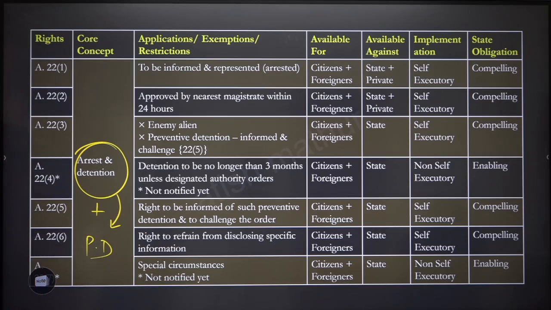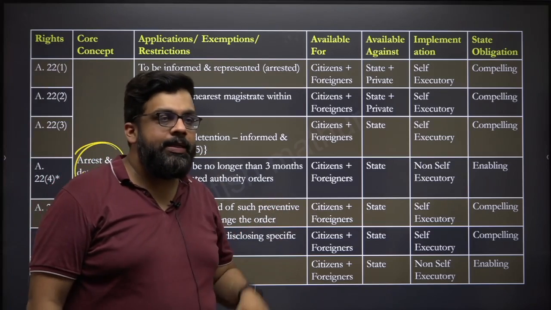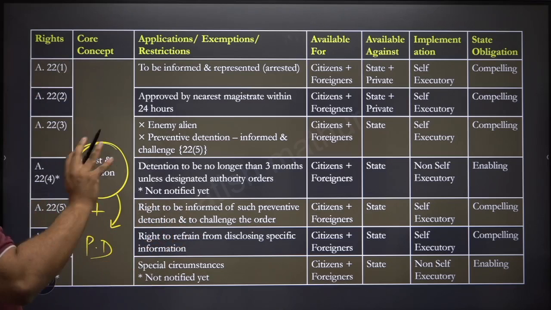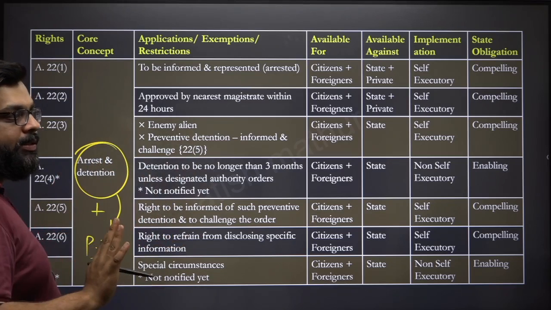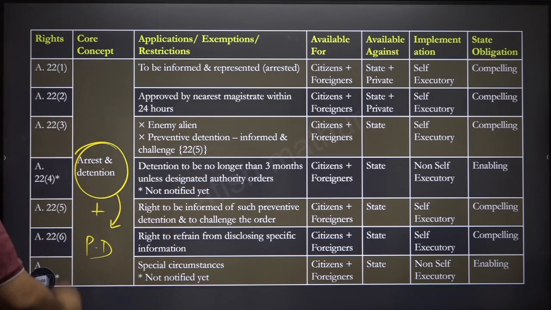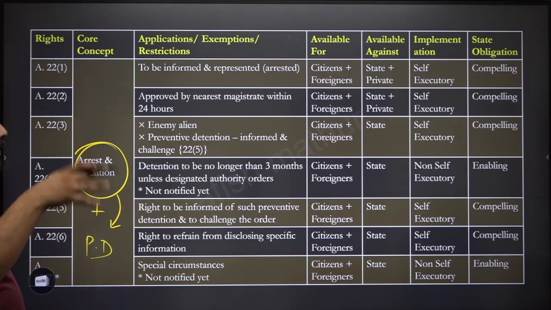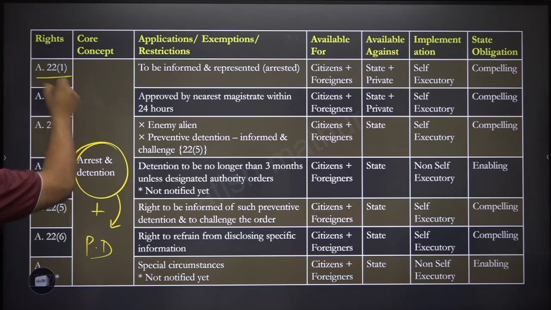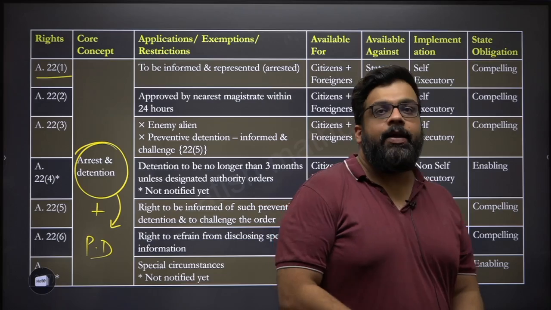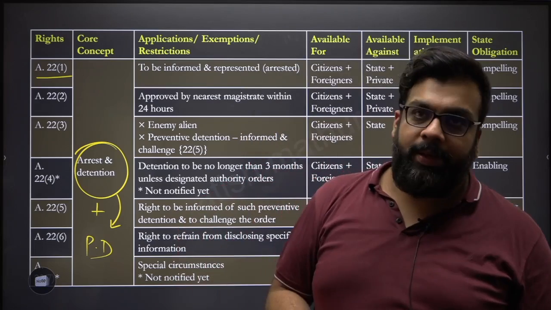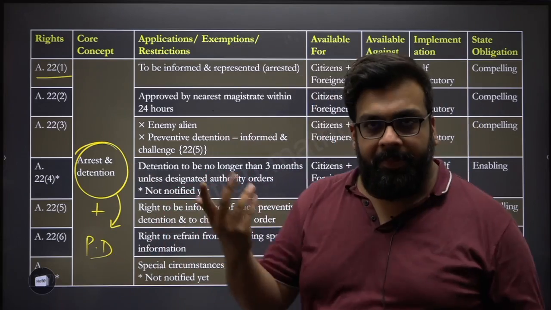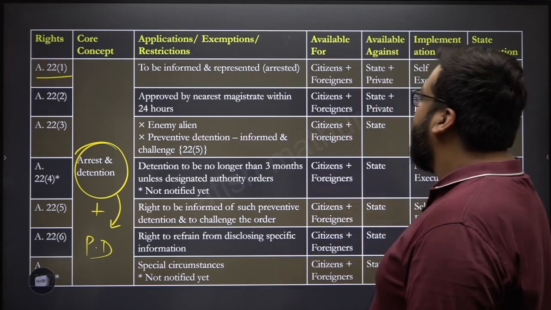Now, it is in fact the only fundamental right, parts of which have not been notified for implementation, which means parts of these rights are still not enforceable by nature because they haven't been notified by an order. Those are basically 22.4 and 22.7, the setting up of a board and the timelines and so on and so forth. So Article 22 clause 1 basically says you have the right to be informed and the right to be represented. When you are arrested, you have the right to be told why you are arrested and you have the right to hire the services of a lawyer, somebody from our legal community to help you get out of it.